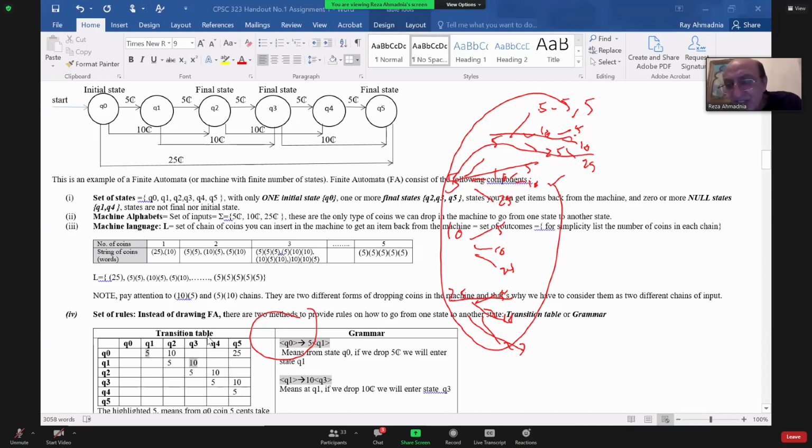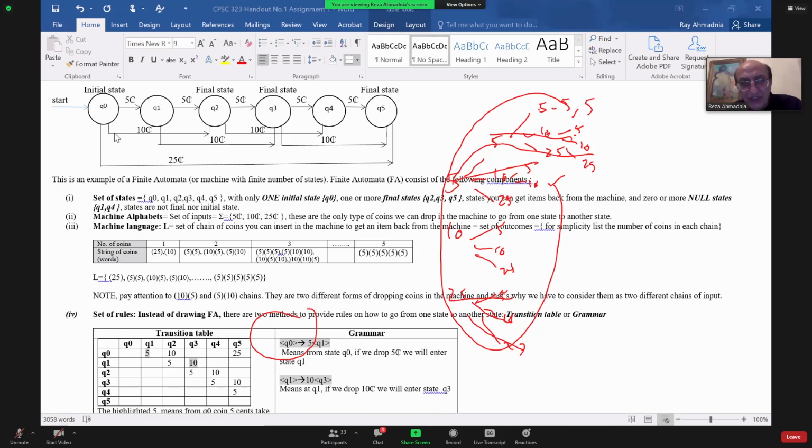It is called a transition table. So instead of showing you this drawing, I can show you all those things using this table, called a transition table. Write all the states Q0, Q1, Q2, Q3 up to Q5 horizontally and vertically. At state Q0, if I drop 5 cents, I go to Q1. I have that information here.